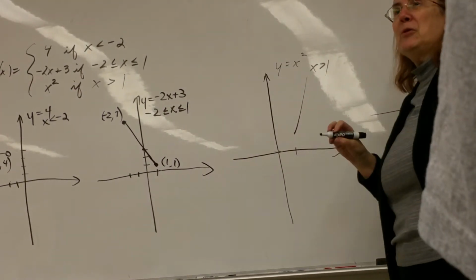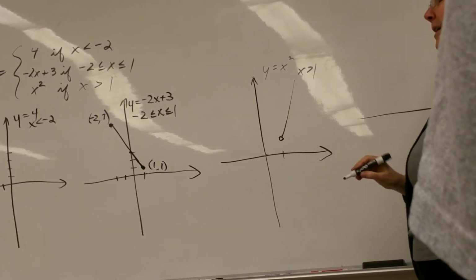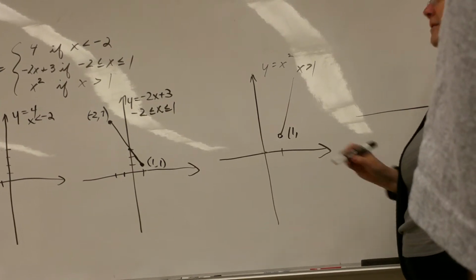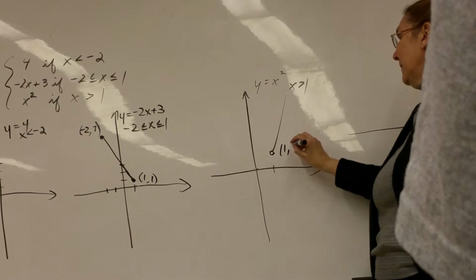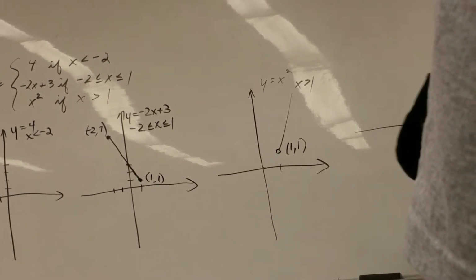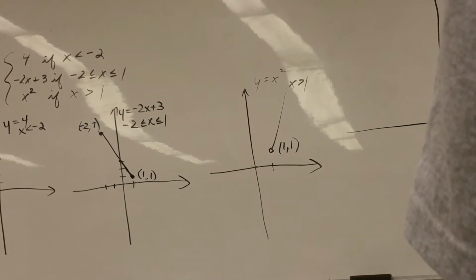Solid dot or open circle? Open circle. And what is that point when x is 1? X is 1, y is 1. All 3 pieces done. Put them onto our big graph.